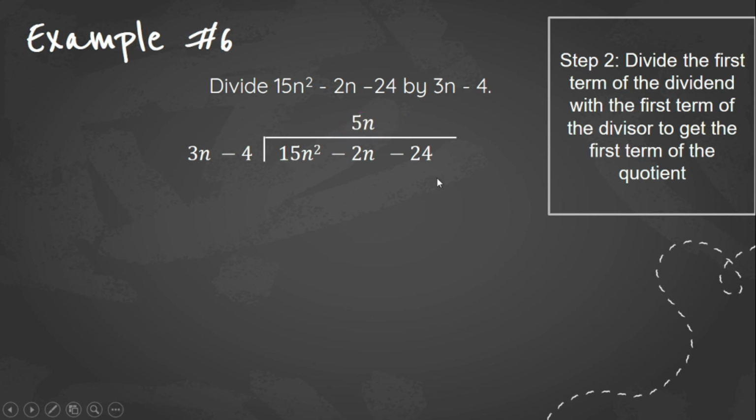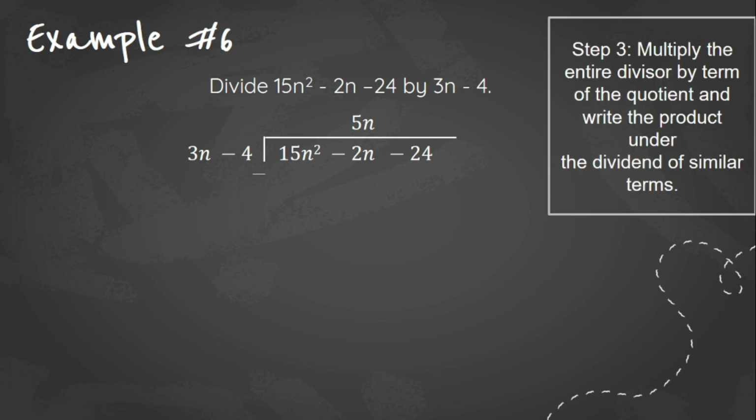Next, we are done with step number 2. In step number 3, multiply the entire divisor by the term of the quotient and write the product under the dividend, aligning similar terms. Once we get the first term of the quotient, we multiply it by all the terms of the divisor. So, we have 5n multiplied by 3n. That gives us 5 times 3, that's 15, and n times n, that's n squared. Where do we align it? Under the n squared, the similar term.